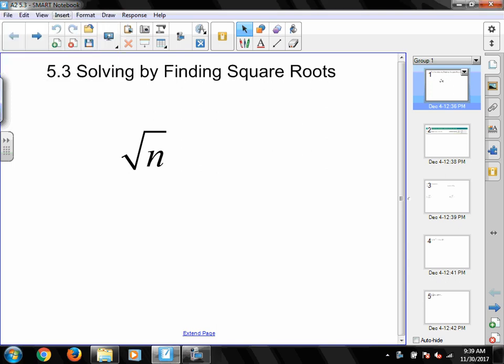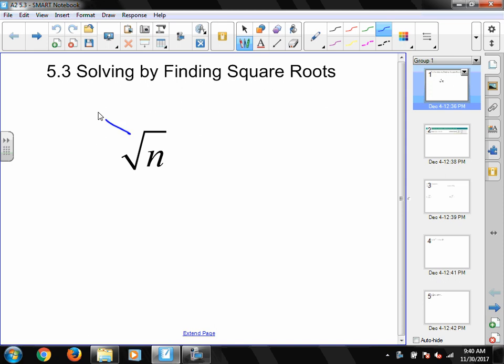Today we're going to talk about section 5.3, solving quadratic equations by finding square roots. Before we get started, let's talk about the different parts that we're going to work with.